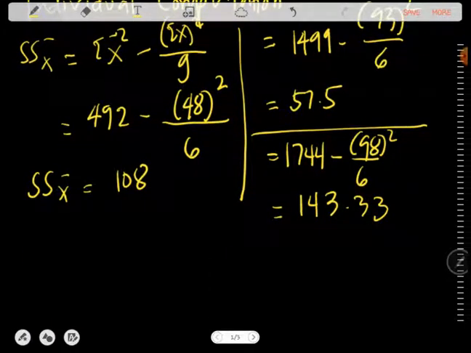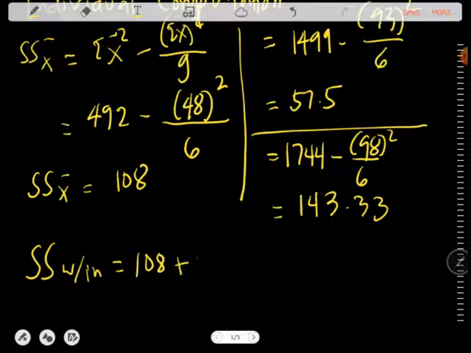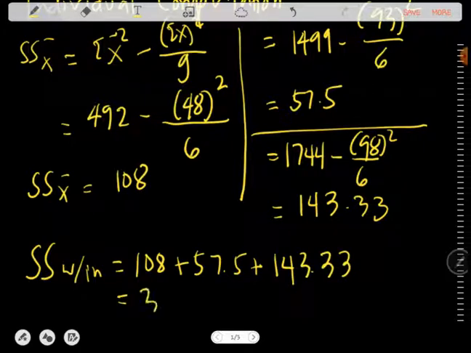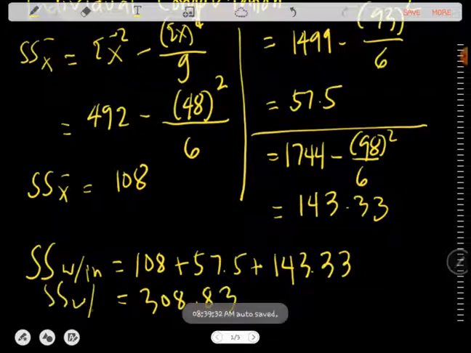So therefore, i-add natin to para mahanap natin yung SS error natin. Okay, or within. 'Di ba? Okay, so yun, yung SS within na lang yung gamitin natin. Okay? Ito yung total nun. So you just have to add 108 plus 57.5 plus 143.33. Okay? So that is equals to 308.83. Yan yung ating SS within.